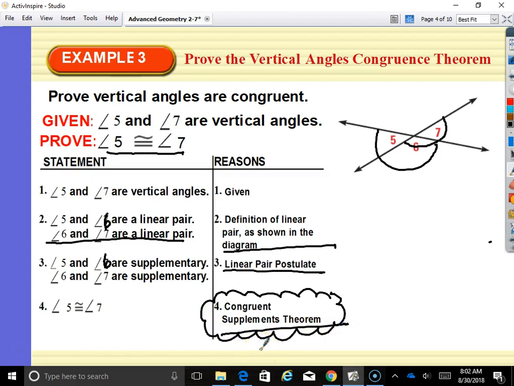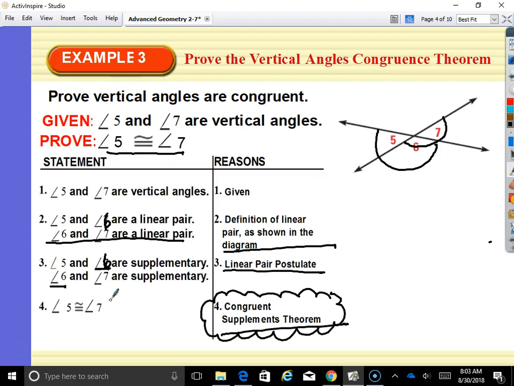The congruent supplements theorem is just simply saying that if two angles are supplementary to the same angle, then they're congruent to each other. Does that make sense? So these two angles must be equal if they're both supplementary to the same angle. Since they're both supplementary to the same angle, these two must be the same. Because an angle plus angle 6 equals 180, then a different angle plus angle 6 that equals 180 must be the same. That makes sense, right? It has to be the same because they add to 180.